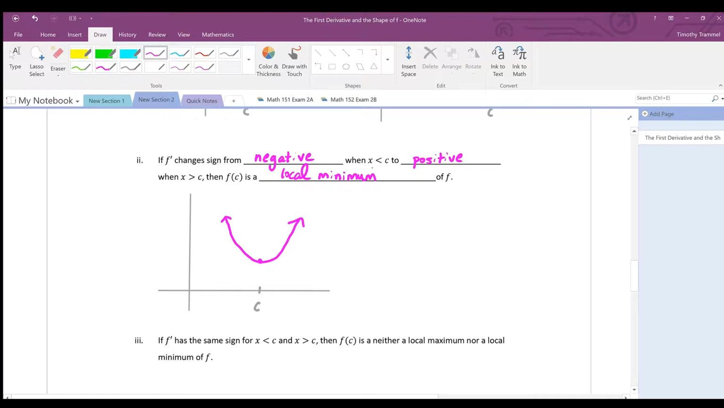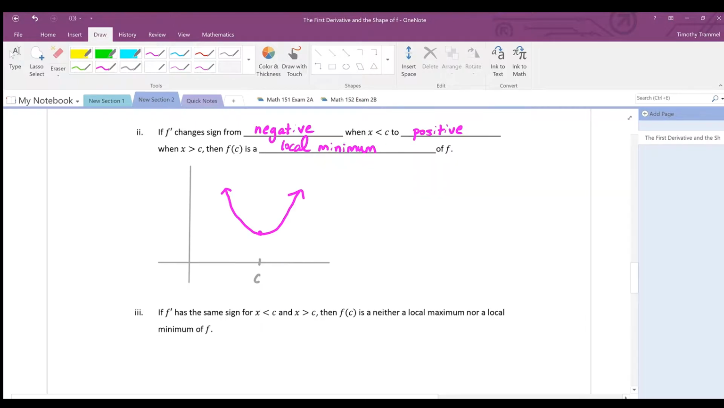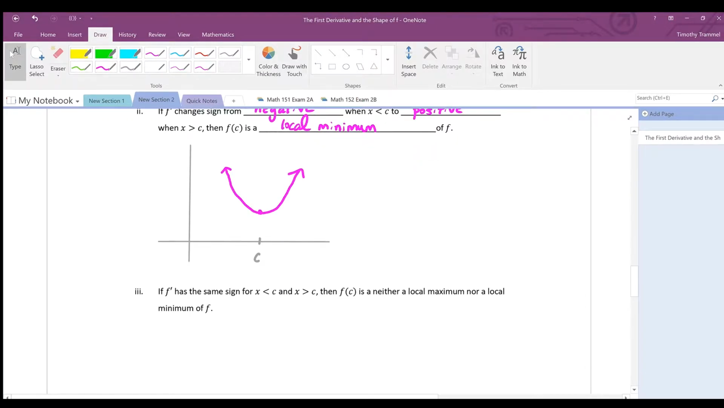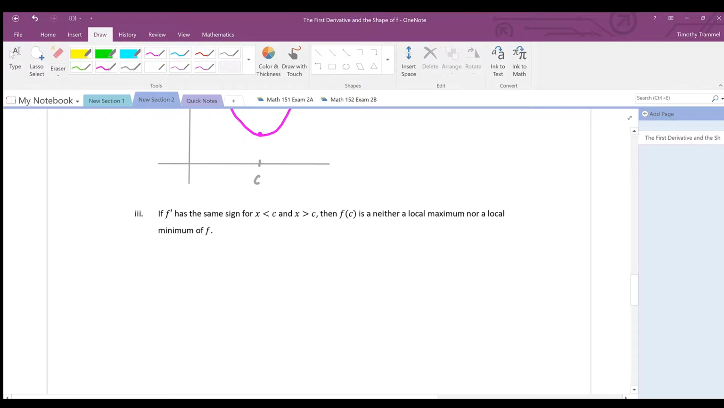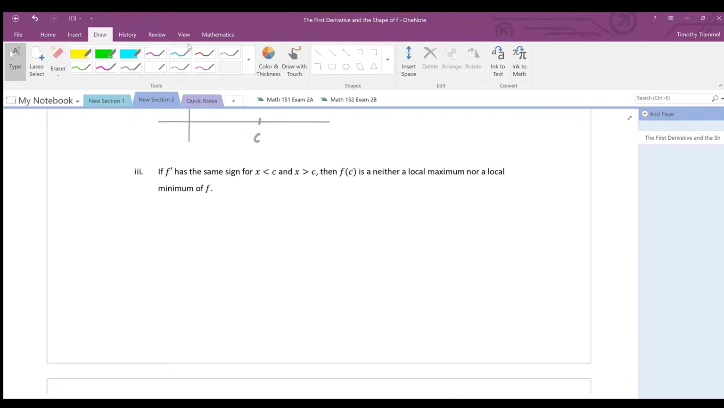Now, if the sign does not change at x equals C, and when I say the sign change, I'm talking about the first derivative. So if the first derivative doesn't change sign at x equals C, then it's not going to be a local minimum or maximum is what this last one's saying. And you might be trying to envision, well, what would that maybe look like? Okay. Let's see what this might look like.